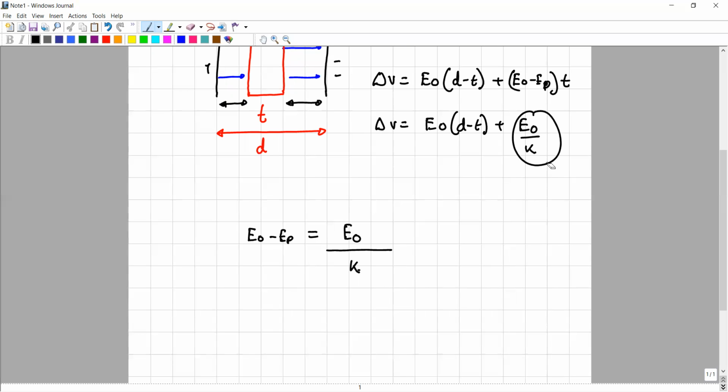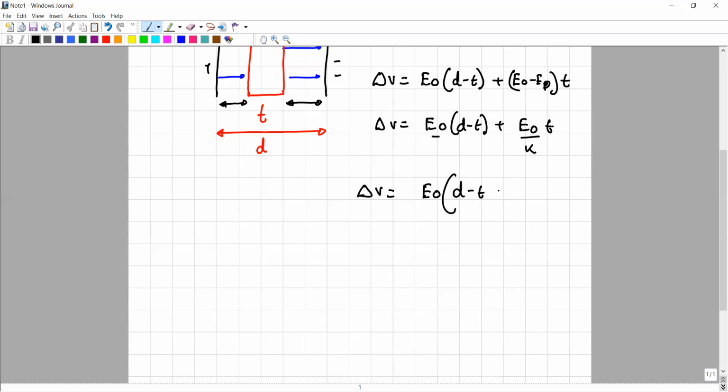So here, E naught minus EP will then become E naught by K, into T. That means for the potential difference, I can take these two E naught as common, and I will get E naught into D minus T plus T over K.